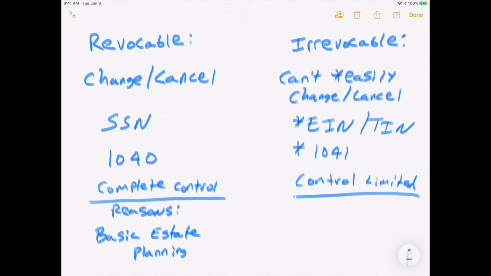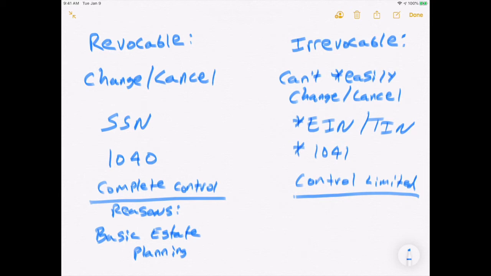Maybe you want to change the beneficiaries or change the conditions that you put on there or change the trustees. So you still want to have complete control of your assets. You're just planning for the future. You're planning for the possibility of your incapacity or death.